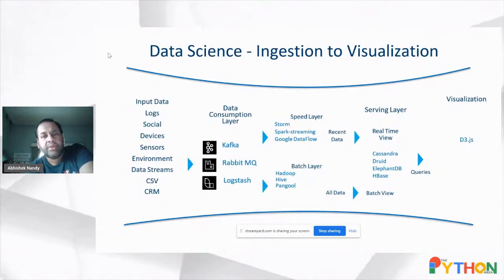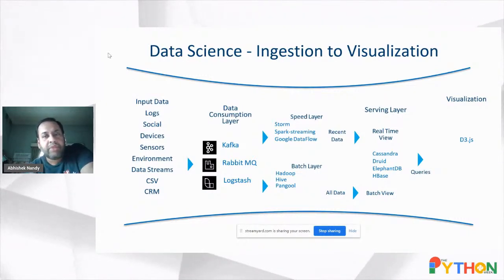Now the serving layer. So we have to put this data into a different kind of structure where we can collect or we can make changes to it. The serving layer comes into the picture. So we have Cassandra, Druid, ElephantDB, or HBase to do this kind of work.